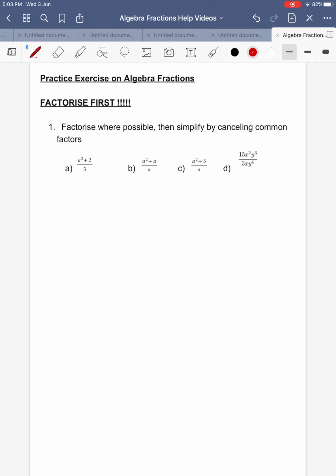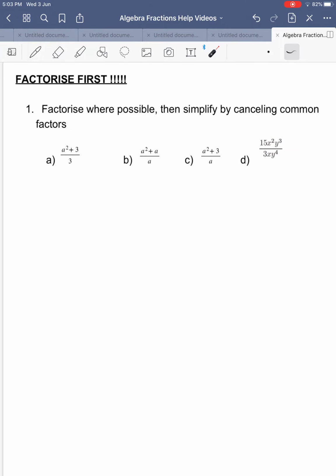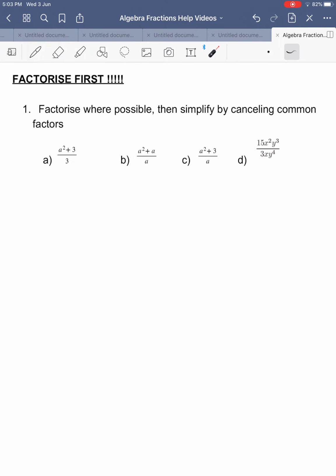Okay, so here's algebra fractions. We're going to simplify, and there's some key terms here. We factorise first, and then we can cancel common factors. Okay, we can't just cancel numbers randomly from top and bottom, so factorise first, then cancel common factors. So let's take each of these in turn.